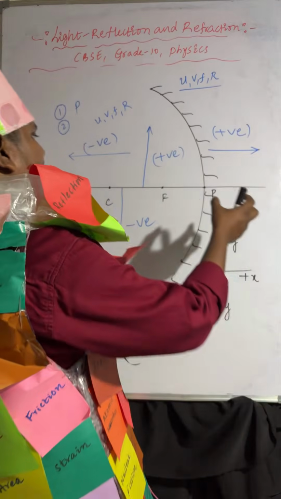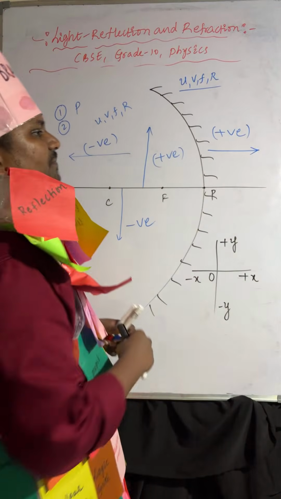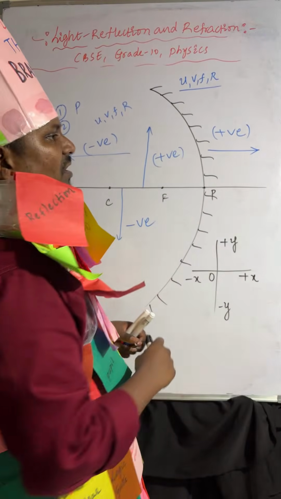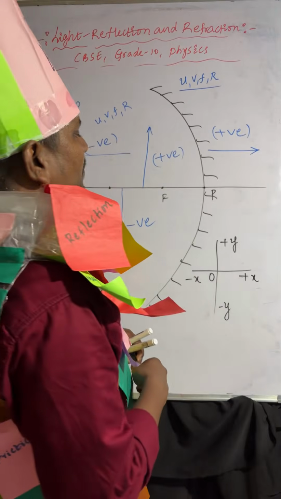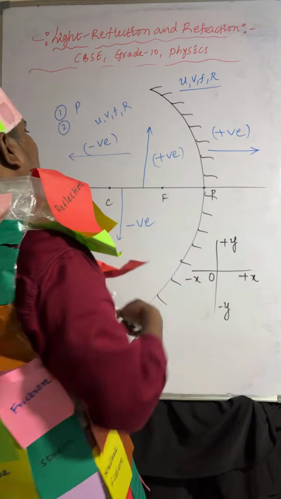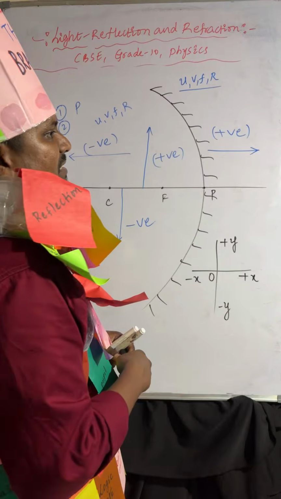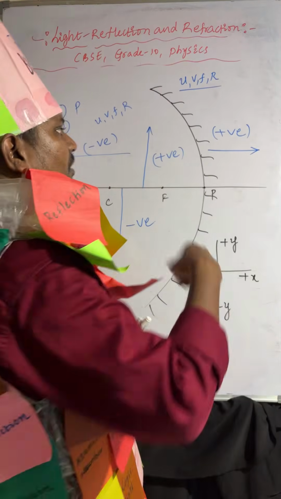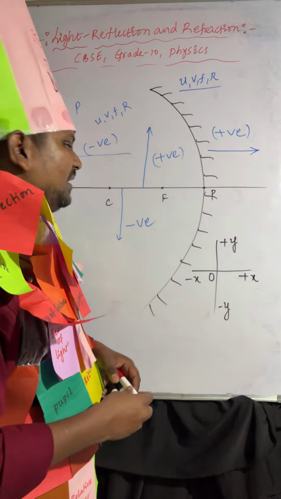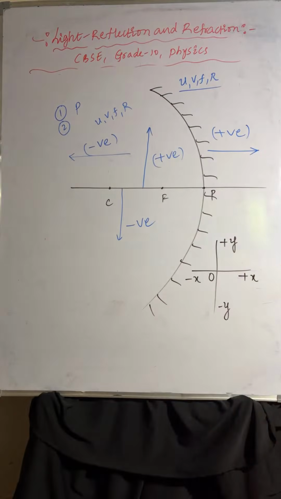So all measurements are taken from the pole. Along the incident rays direction, the measurements are positive. Opposite to incident rays, the measurements are negative. Above the principal axis, the height of the image and height of the object are positive, and below the principal axis, they are negative. These are the sign conventions, right?